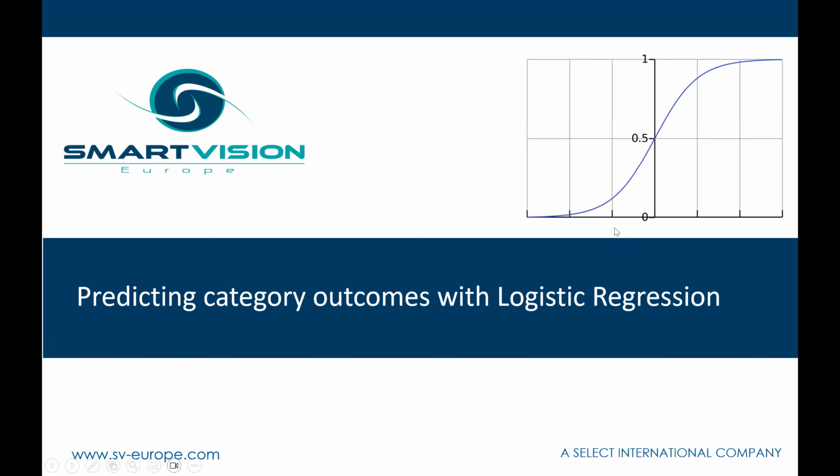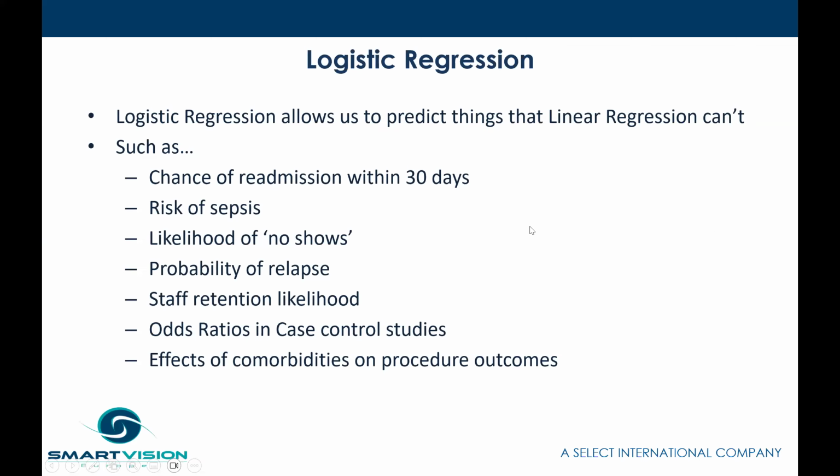What about predicting a category outcome? Well, here for predicting a category outcome, we might use something like logistic regression. And logistic regression allows us to predict things that linear regression can't, such as the chance of readmission within 30 days, or the risk of somebody contracting sepsis, or the likelihood of no-shows to an appointment, or the probability of a relapse in treatment or some sort of treatment regime. Even things like likelihood of staff leaving, staff retention likelihood.